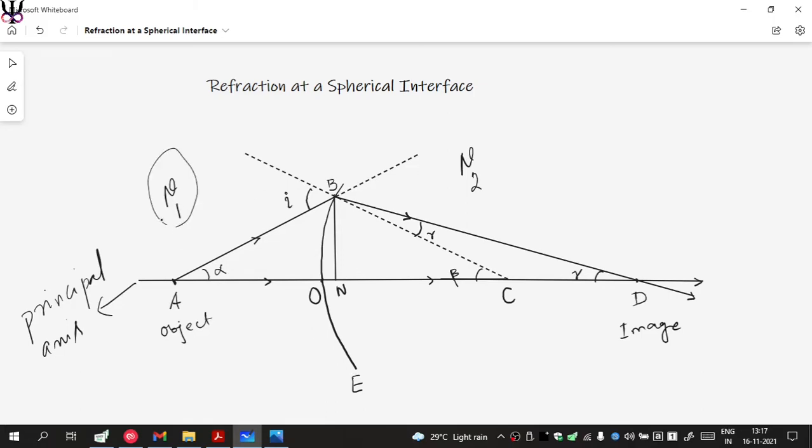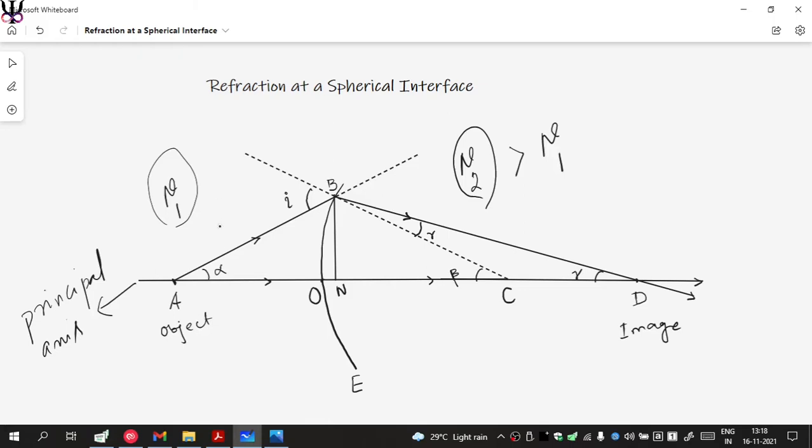Mu1 is the index of the first medium, mu2 is the index of the second medium. We are assuming that mu2 is greater than mu1. That means the second medium is denser. In this setup, the point of intersection where the principal axis cuts the spherical interface at right angle is called the origin. We can also call it a pole, which is origin O. Since we are going to use coordinate sign convention, I am just taking it as O, the origin. Now we are placing an object at A, and the image we are getting is at D.